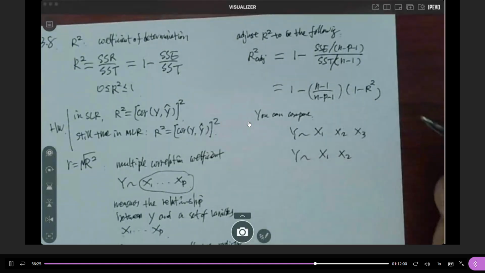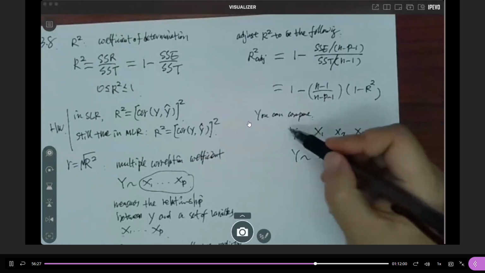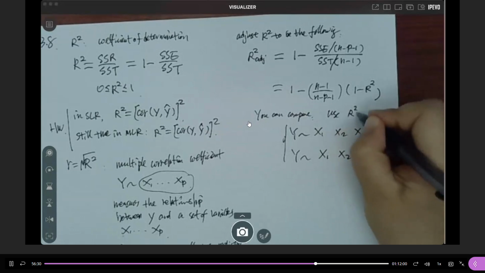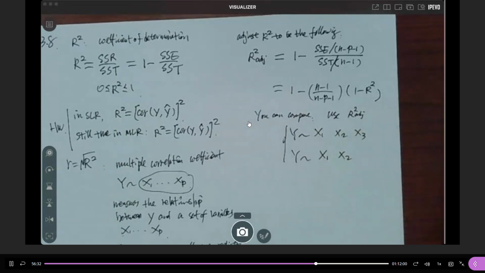For example, y explained by x1, x2, x3, and the other one, y explained by only x1, x2. Then you can compare the models based on R squared, okay, use R squared adj.